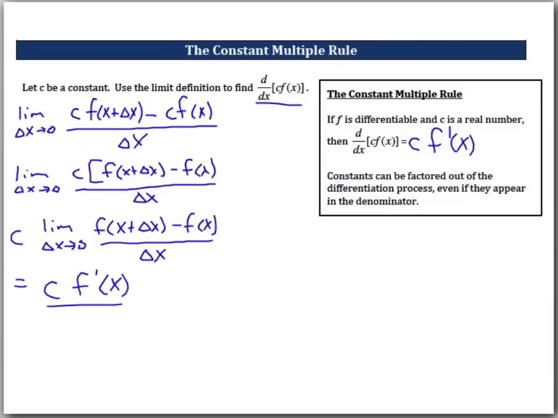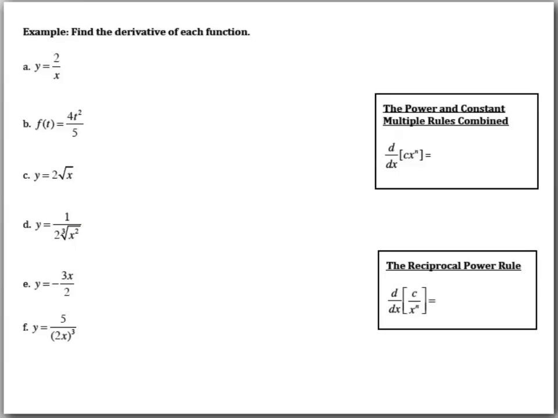So what that is telling me is that constants can be factored out of the differentiation process, even if they appear in the denominator. So it doesn't matter where they are, you can just factor them out to the front and then take the derivative. So let's try some examples here.